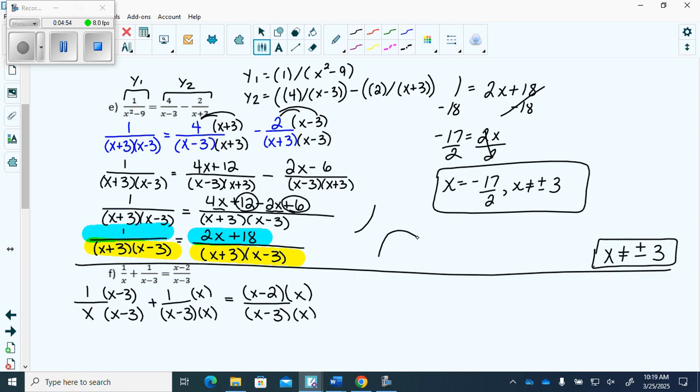Yeah. You're trying to find out where they intersect.